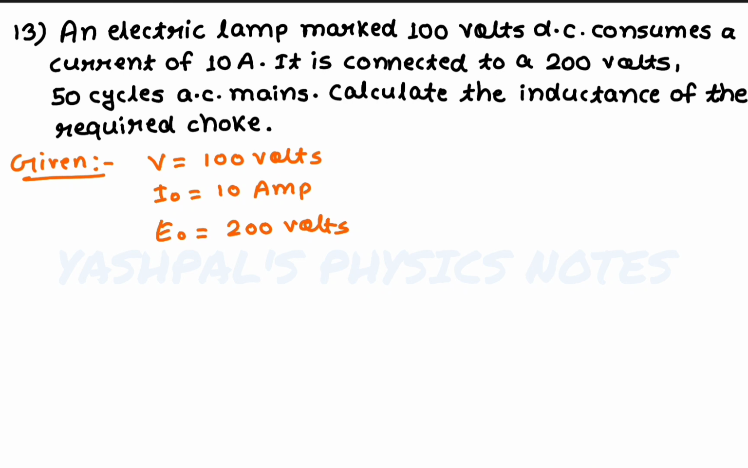The meaning of this term 50 cycles AC mains is nothing but the frequency is given, that is frequency is equal to 50 hertz. So many times in university exams, the person who sets the paper might trick you by giving such a sentence as 50 cycles AC mains. You should be smart enough to know that it simply gives the value of frequency, that is 50 hertz.